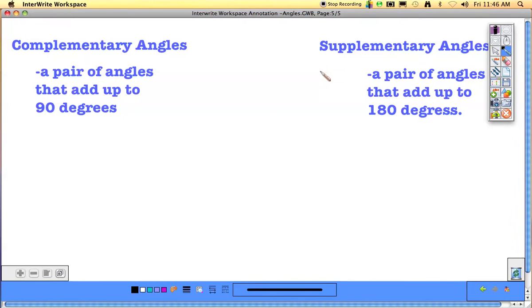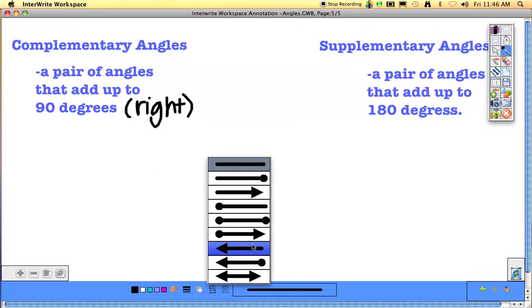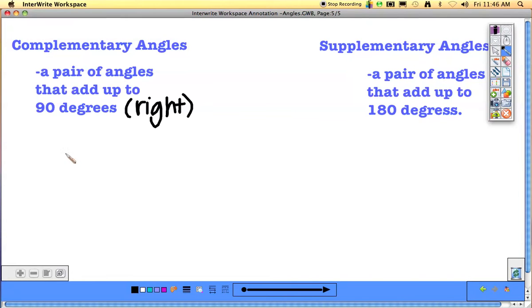Okay, so now we're going to talk about two types of angle pairs that when you put them together, they create special angles. So the first one that we're going to talk about is complementary angles. And complementary angles are when you have a pair of angles that add up to 90 degrees, or we know now that when we have an angle that is 90 degrees, we call that a right angle.